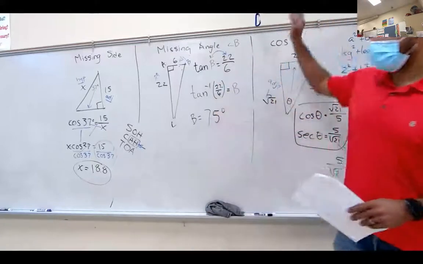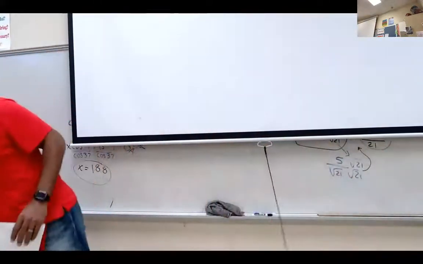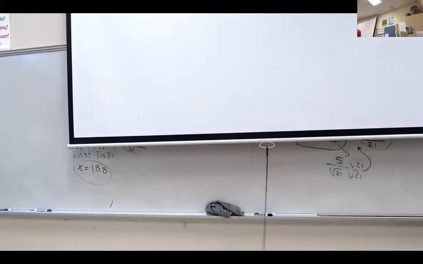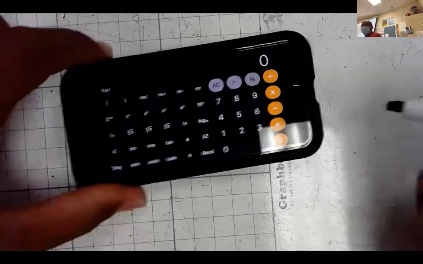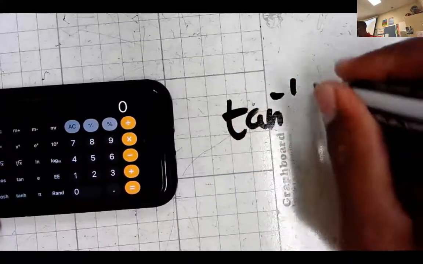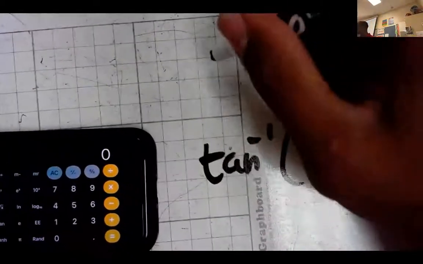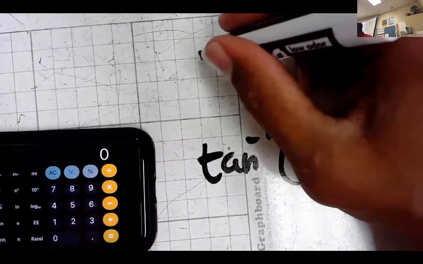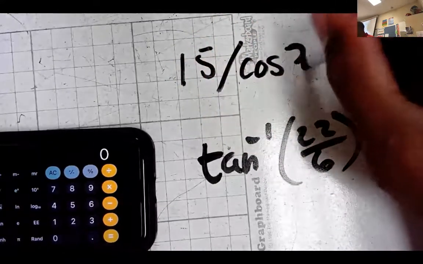All right, so let me show you all how to set that up. And then we'll go over a few things in the packet. Let's see, pause for a second. So let's say I'm doing that last one, which was tangent inverse of 22 over 6, or the one before that, which was 15 divided by cosine of 37.